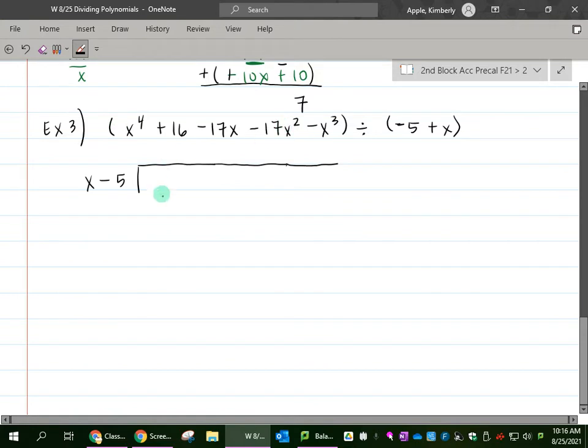And then I'm going to write this in standard form. So I'll have x to the 4th minus x to the 3rd minus 17x squared minus 17x plus 16, all in a row. No breaks, no skips, no nothing like that, okay? Now we can go ahead and do what we did before, okay?